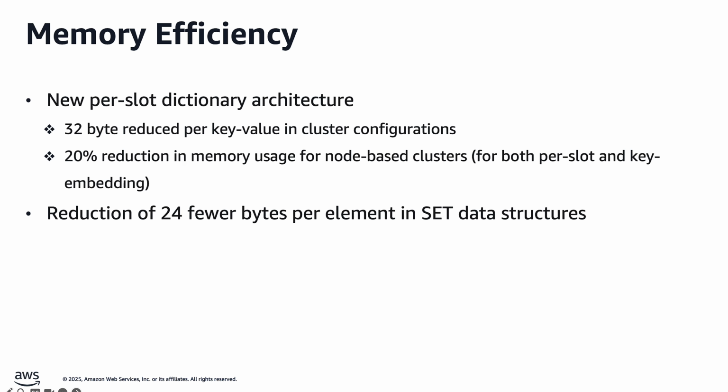The per slot dictionary optimization is only relevant in cluster mode, where 16,384 hash slots are distributed across nodes. Previously, Valkey used linked lists, which include slot previous and slot next, to manage slot to key mapping, which added 16 bytes per key. By moving to one dictionary per slot, this overhead is removed. Also with Valkey 8.0, users will see a reduction of 24 bytes per element stored within the set data structure.